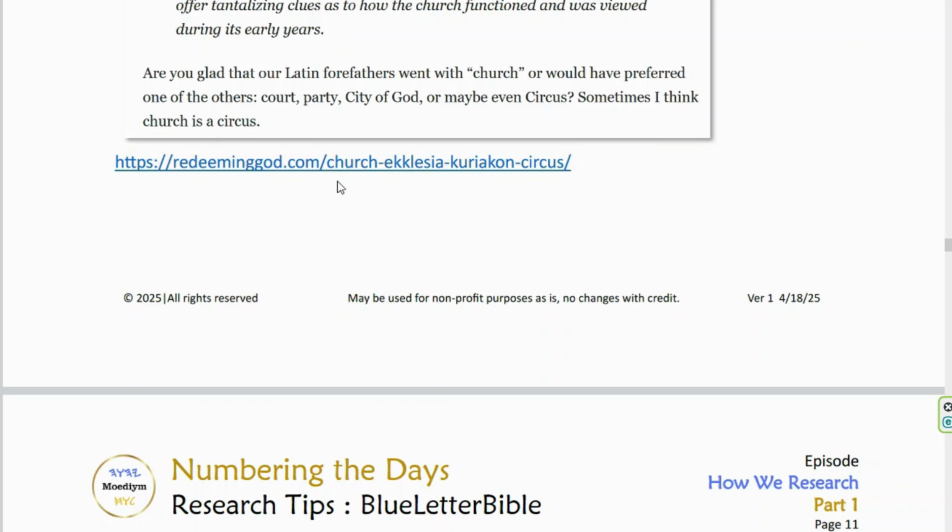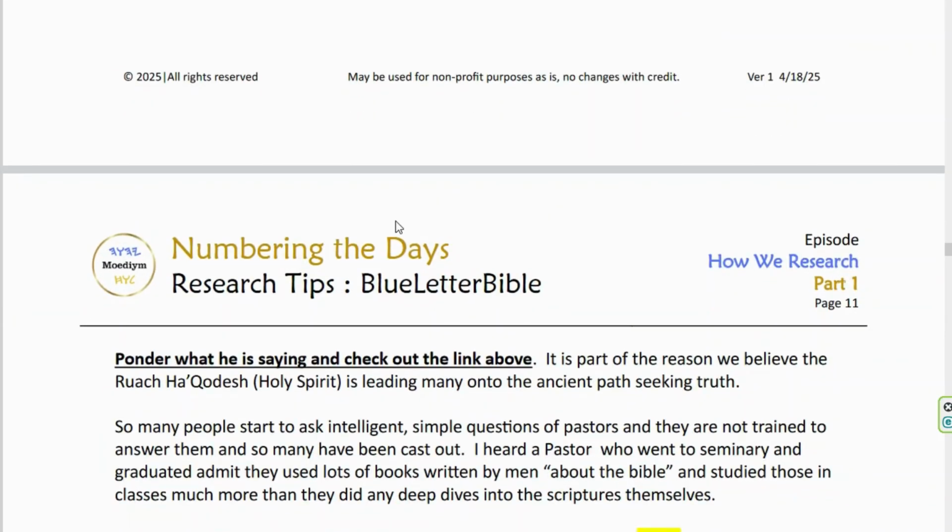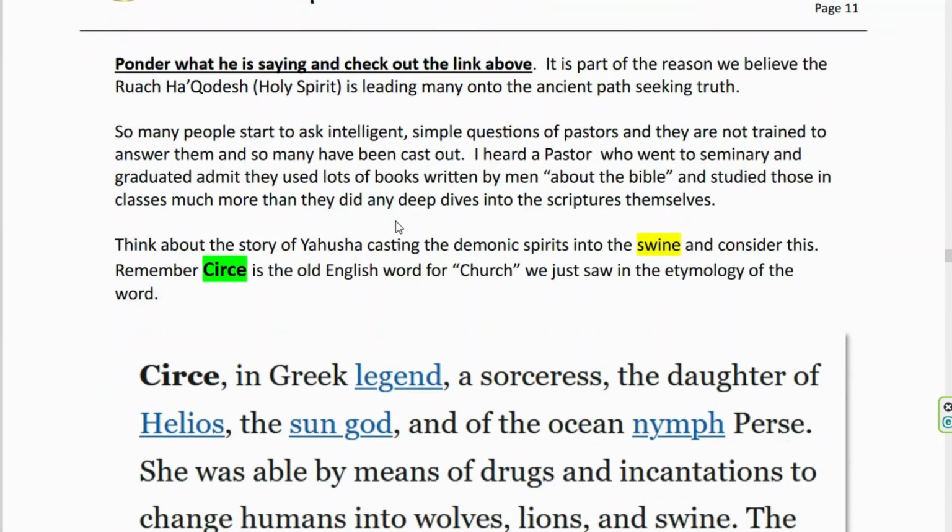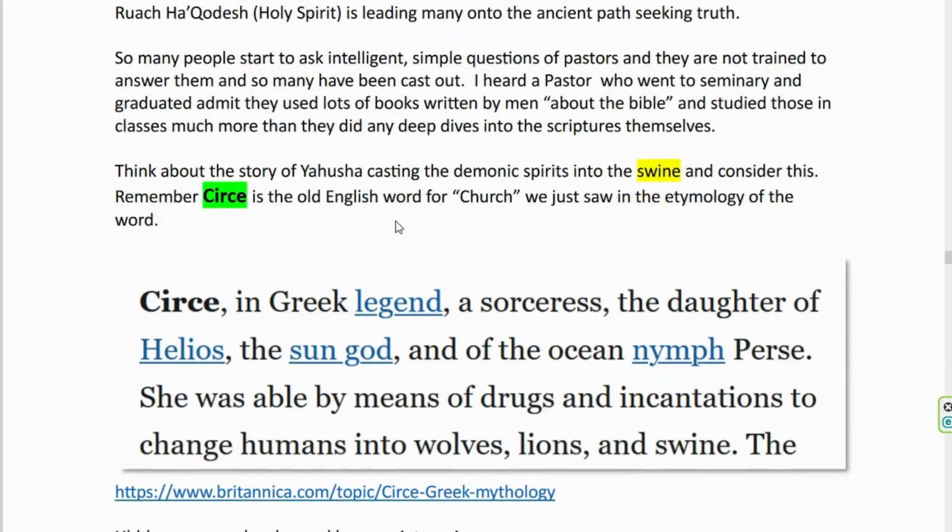All this is coming from this article that I gave you a link to. I read a bunch of articles when I was researching this at first. So I want you to ponder what is being said and check out the link above. It's part of the reason we believe that the Ruach HaKodesh is leading many onto the ancient path who are seeking truth. So many people start to ask intelligent, simple questions of pastors, and they are not trained to answer them, and so they brush you off or cast you out.